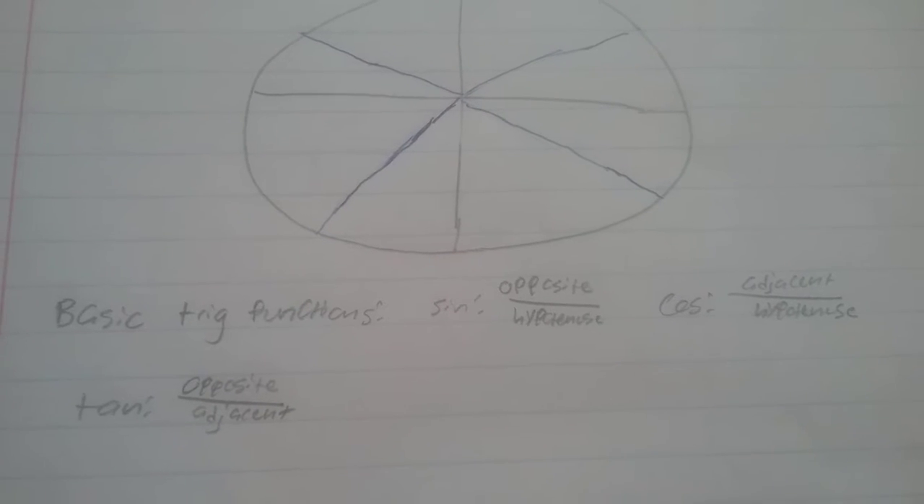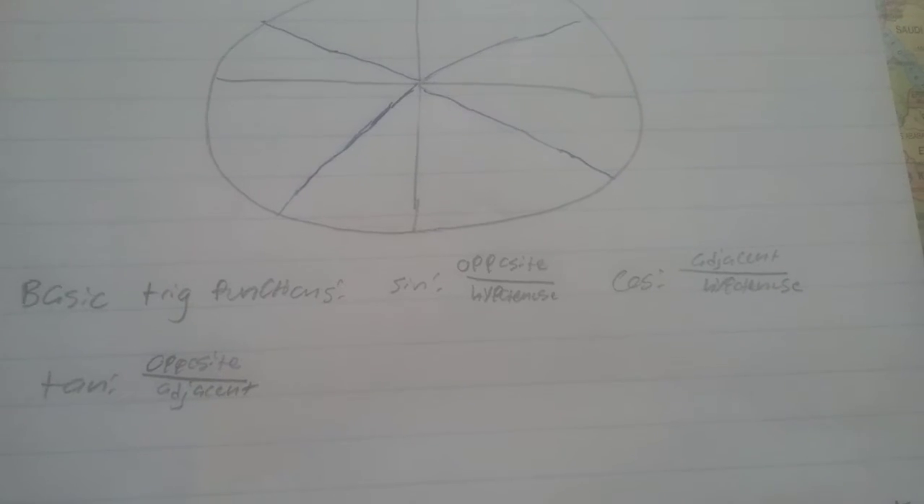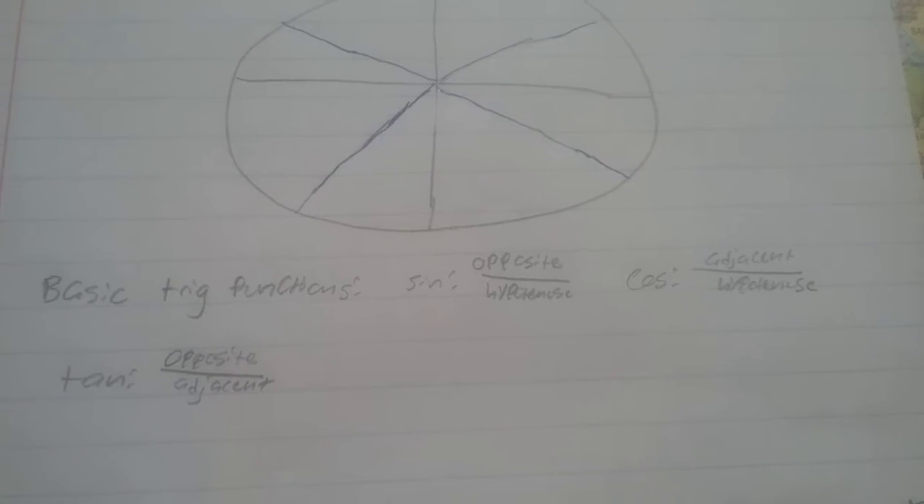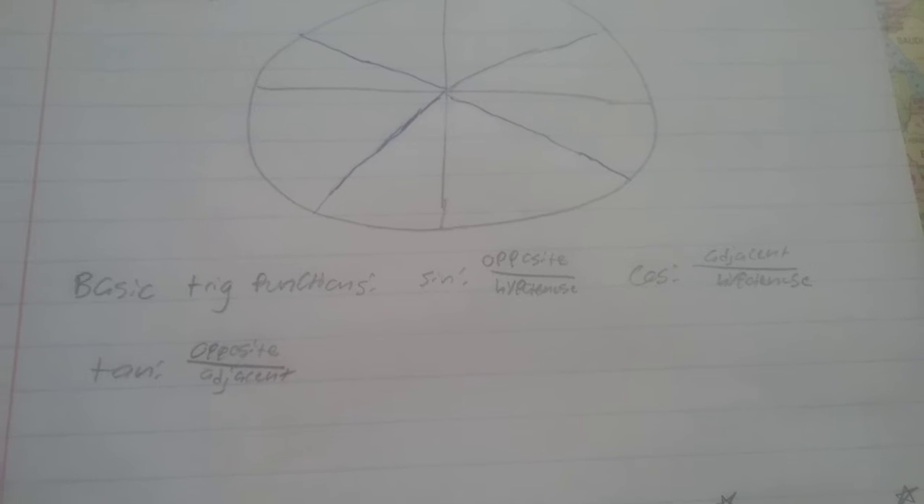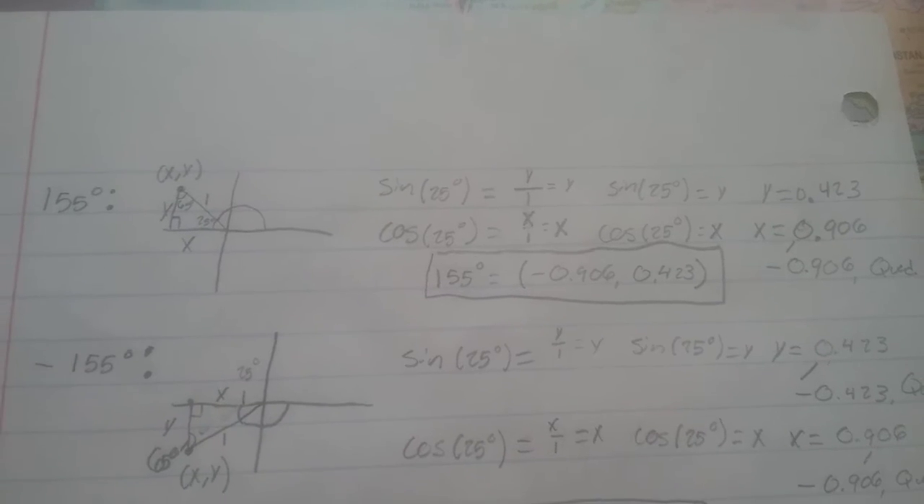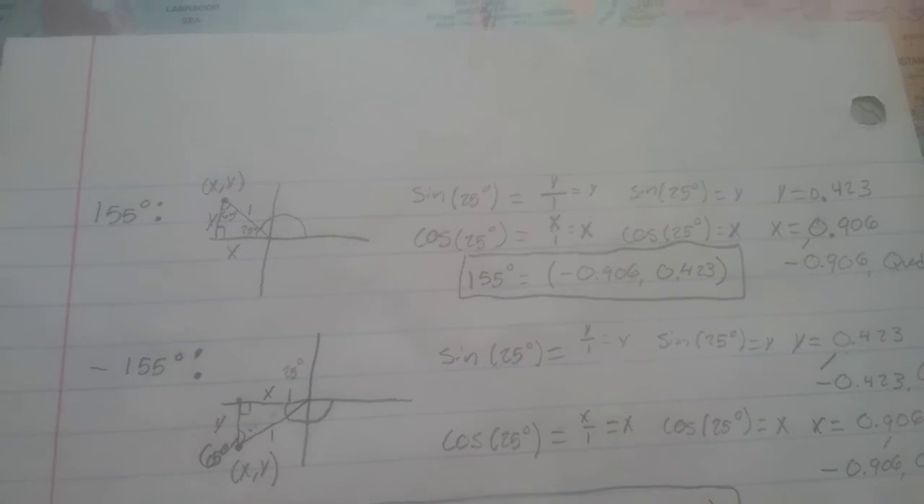Finally, remember the basic trig functions, which are sine, which is the opposite over the hypotenuse, cosine, which is the adjacent over the hypotenuse, and tangent, which is the opposite over the adjacent. These three trig functions are crucial to find the coordinates. First, we start with 155 degrees, shown below on the unit circle.